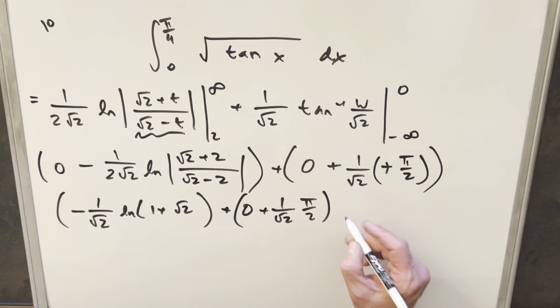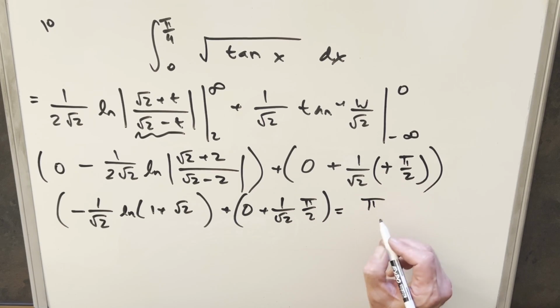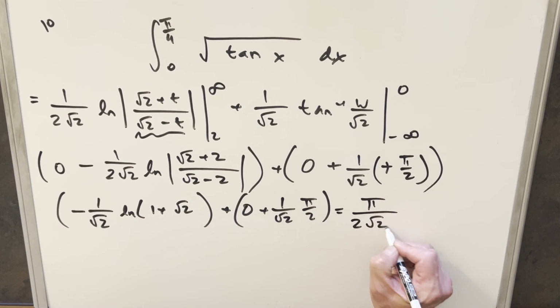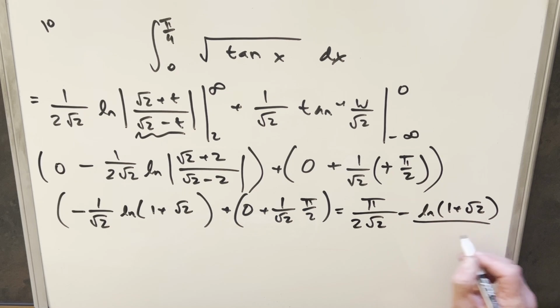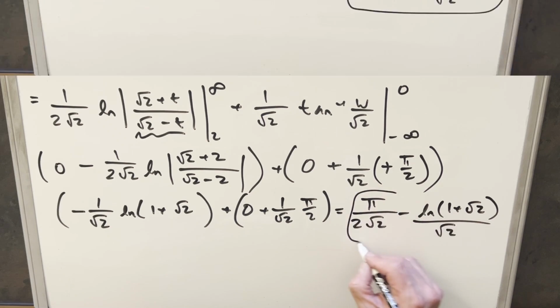But now at this point, I can just reorder it and put it all together. So for my final solution, we're just going to have pi over 2 square root of 2 minus natural log 1 plus square root of 2 over square root of 2, and that's it.